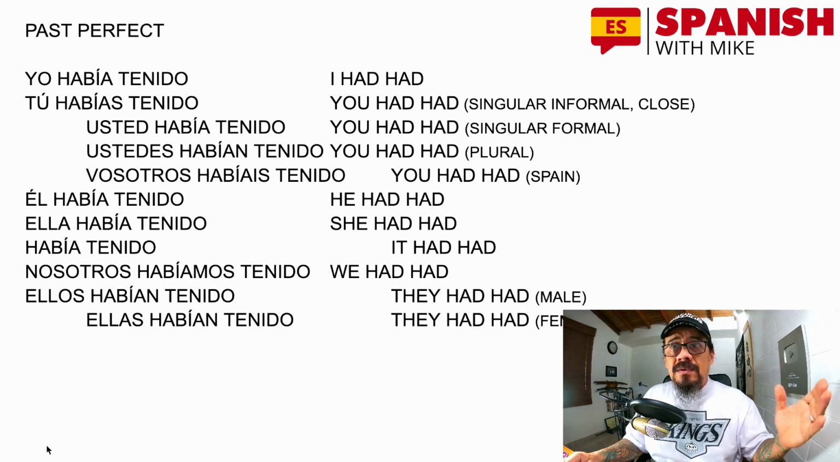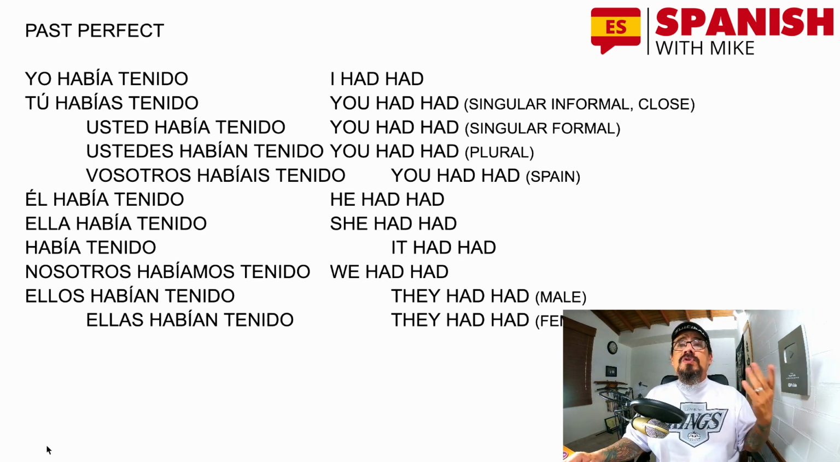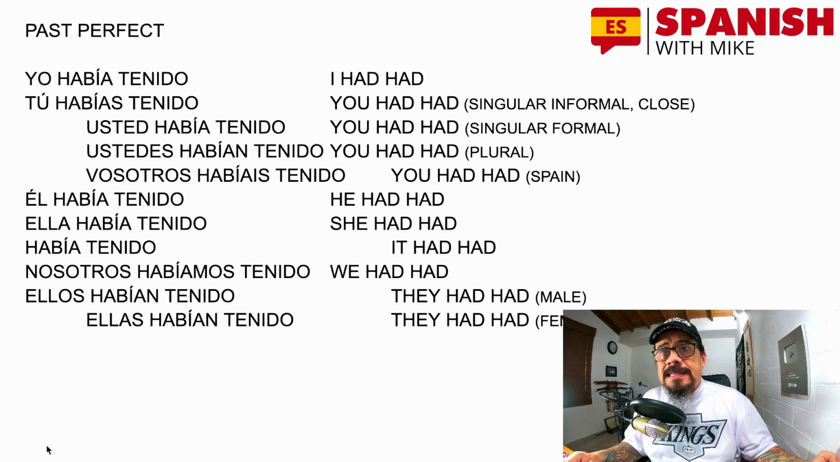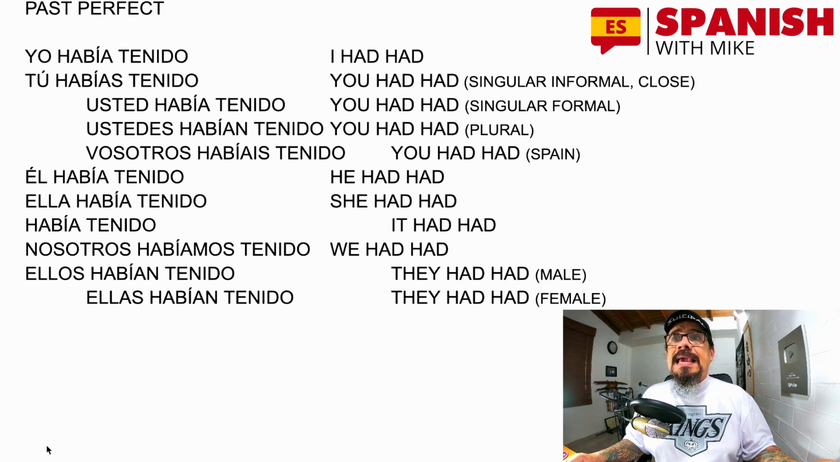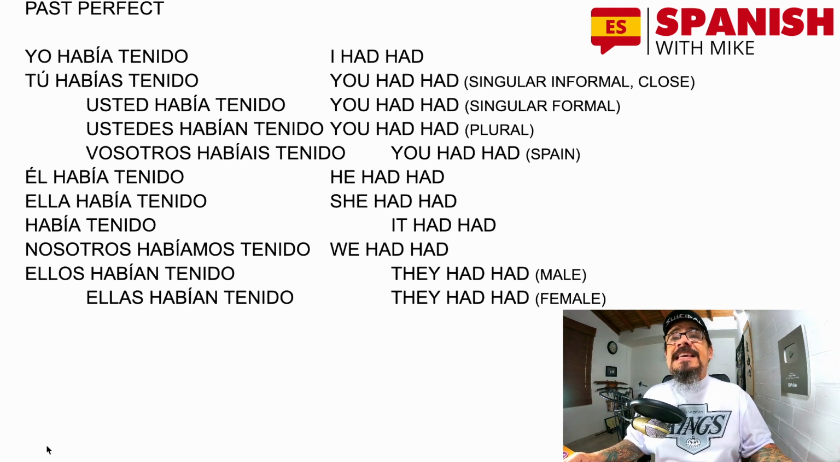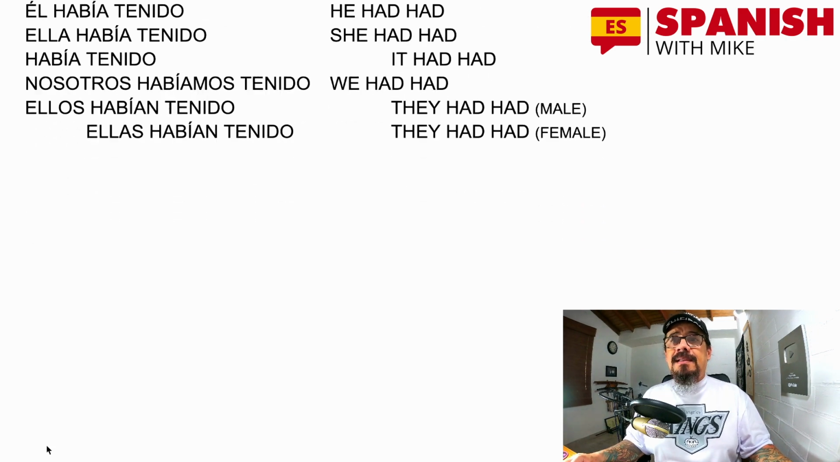Ustedes habían tenido, you had had, plural. Vosotros habíais tenido, you had had, if we were in Spain. Él había tenido, he had had. Ella había tenido, she had had. Había tenido, it had had. Nosotros habíamos tenido, we had had. Ellos habían tenido, they had had, male. And ellas habían tenido, they had had, female.